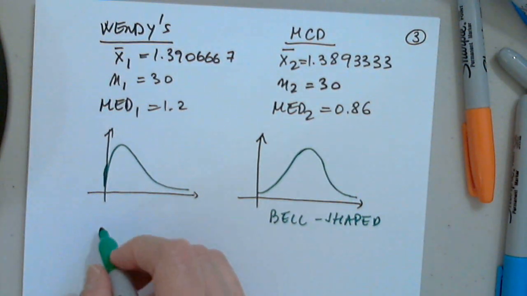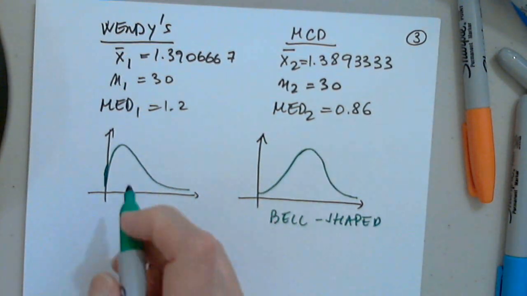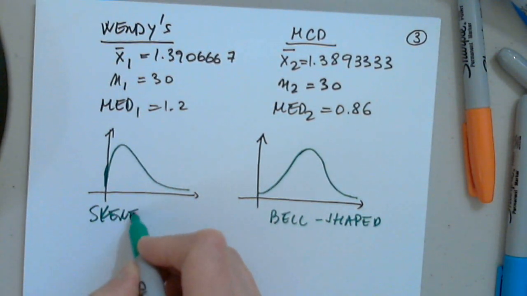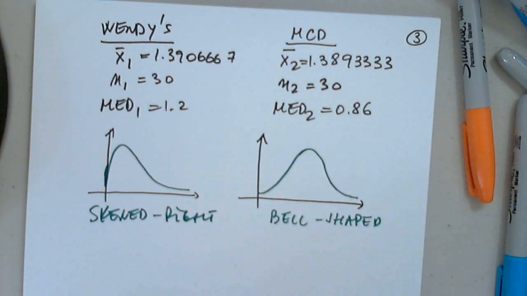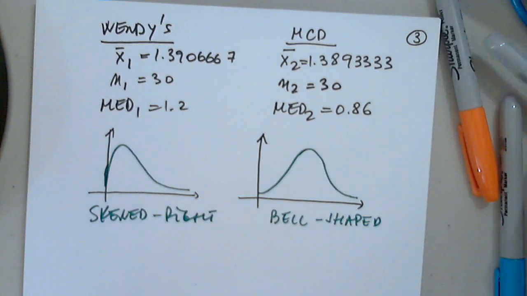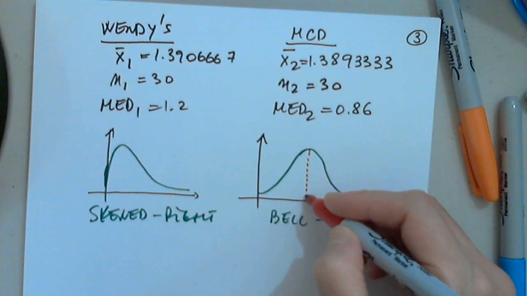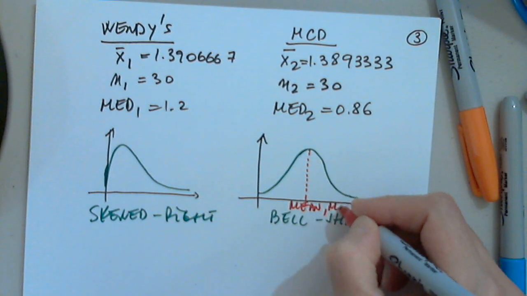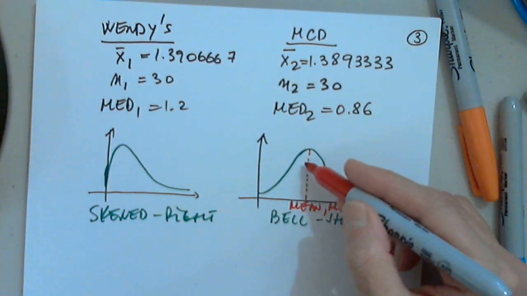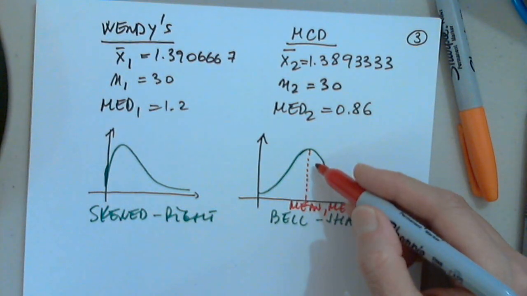Right. Very good. Skewed to the right. Yes, to the right. Very good. Skewed right. And I would like you to understand something before we look at the histogram, which is very important. For the bell-shaped distribution, the mean and the median are very close to each other. They could be the same, but they're very close to each other.